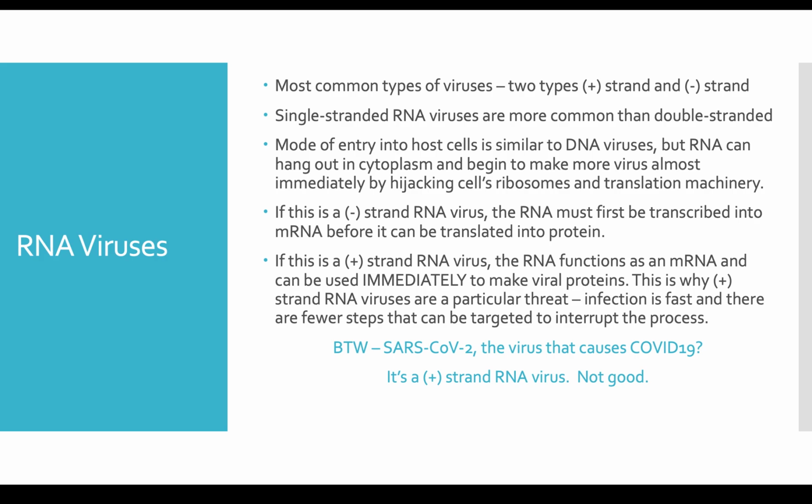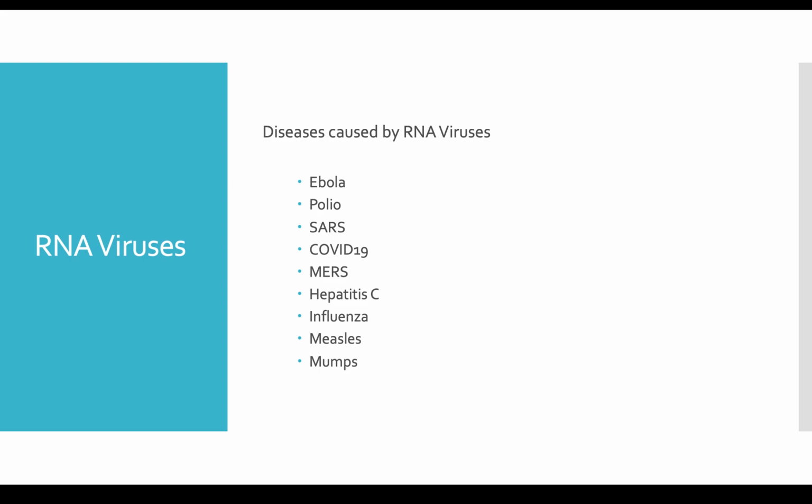And the fact that these do not have to go through that step of converting to mRNA actually makes these positive strand RNA viruses particularly problematic. The infection is fast, and there is not a step that could be targeted maybe to interrupt the process as a therapy. One thing you guys should know is that SARS-CoV-2, which is the virus that causes COVID-19 right now, is a positive strand RNA virus, and that is not good. So what are some diseases caused by RNA viruses? You've all heard of Ebola. I know you guys like to talk about it during class and what happens to people and all of that sort of stuff.